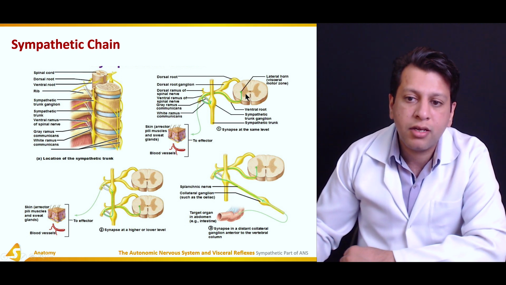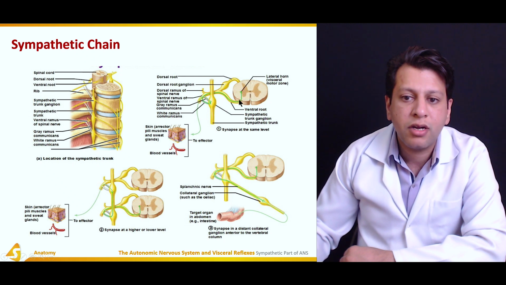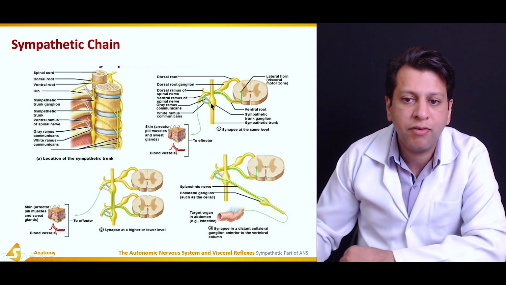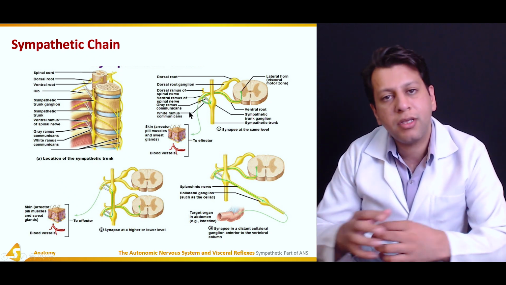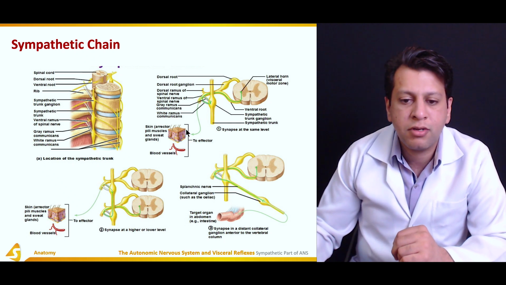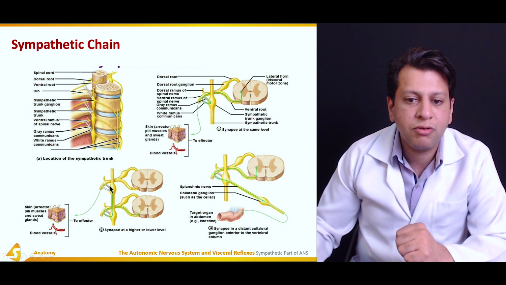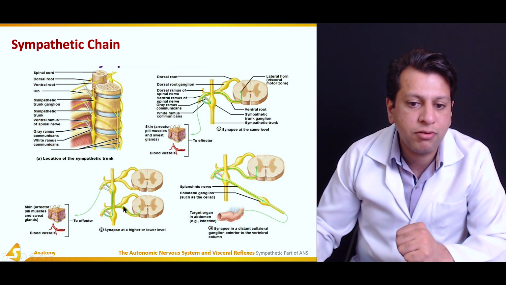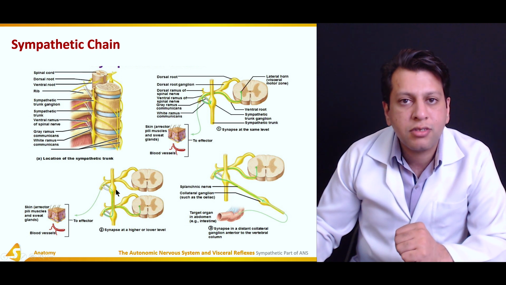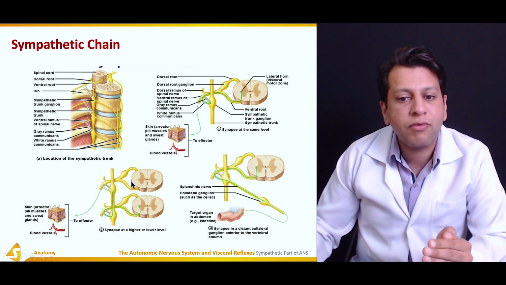Now, the second possibility is that the fiber arises from this level, goes into the ganglion, synapses at the same level, and the postganglionic fiber arises from there. Why is this happening? Because if there is any lesion, for example at this level, there would still be some fibers coming off from here and synapsing here. Then there will be fibers coming here and going up and synapsing there, and fibers coming here and going down and synapsing there. So not all the outflow would be lost, some part of it would be retained.